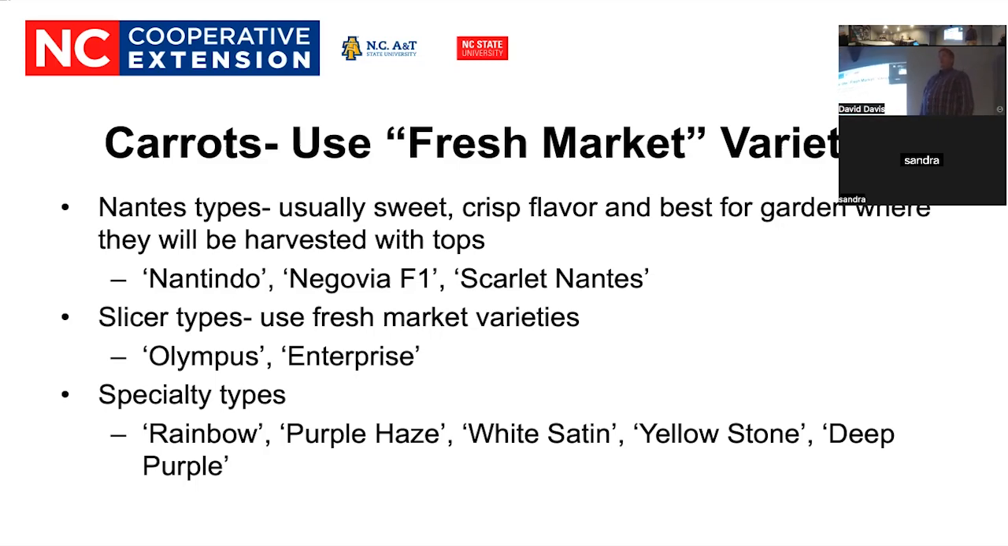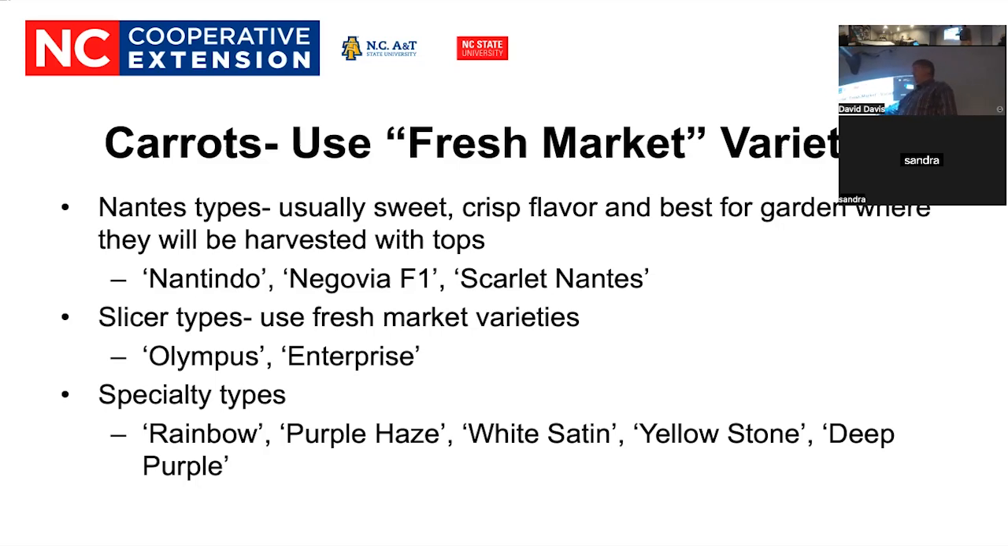If you want to harvest baby carrots, small carrots, you want to use these Nantes type. Nantes type carrots are really, really sweet. Some examples of Nantes type will be Nintendo, Negovia, Negovia Hybrid, and the Scarlet Nantes. Those are available from lots of different seed companies. But if you don't go with these varieties, look for that Nantes type. That's really what you want if you want the real sweet baby carrots.